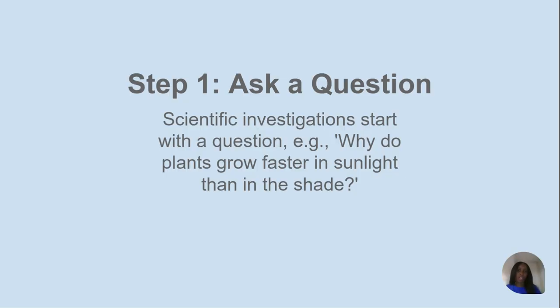So the first part of the scientific method is you ask a question. So you can ask a question like, why do plants grow faster in sunlight than shade? You can ask a question like, why is your hairline receding?